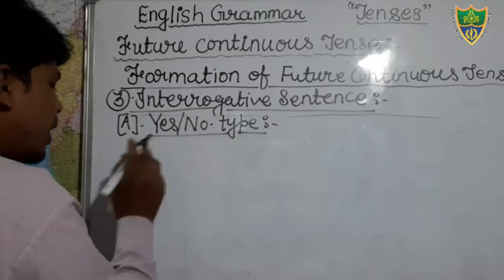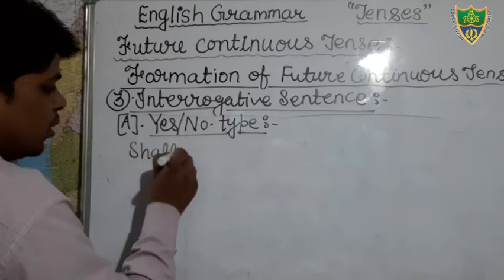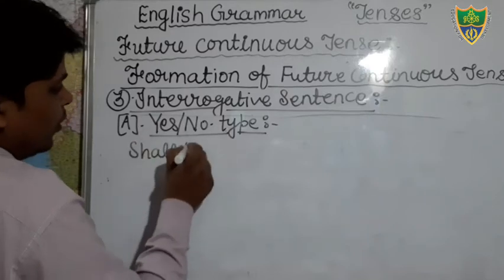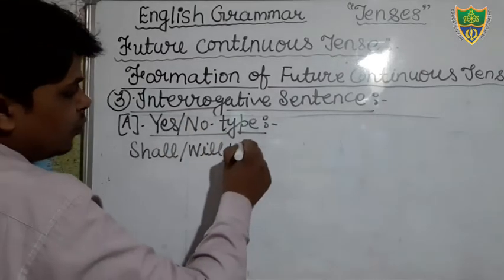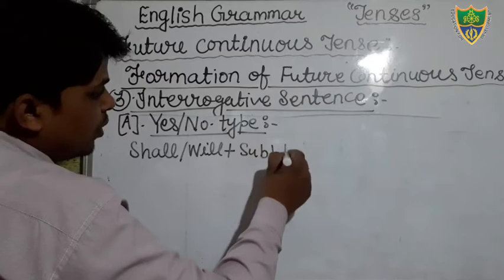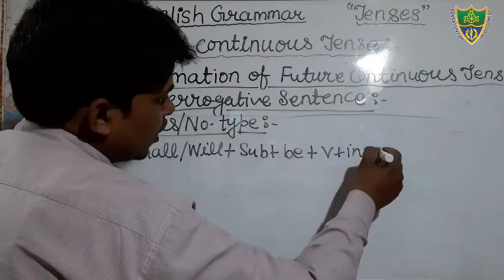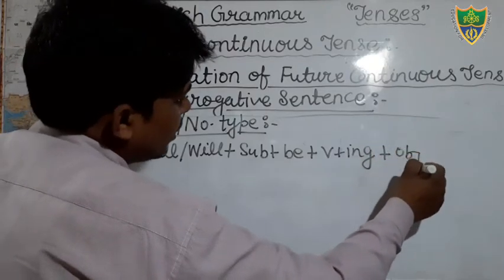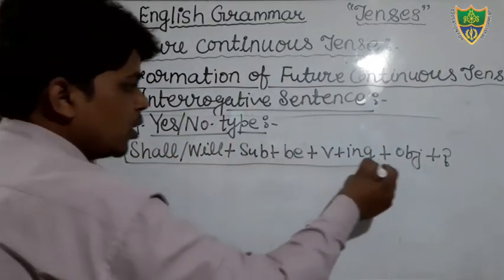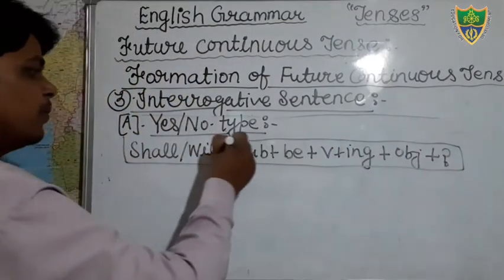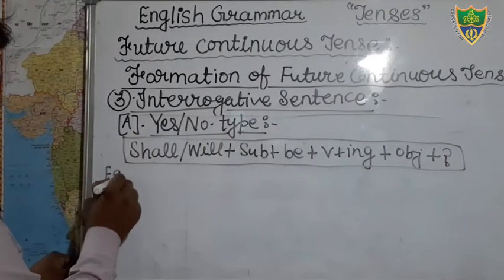Then you will write this structure which I have written: shall or will, according to the subject. Then we will use subject, then be, then verb plus ing, then object if it is given, then the question mark at the end of the sentence. This is your structure, and on the basis of this structure we can construct sentences.